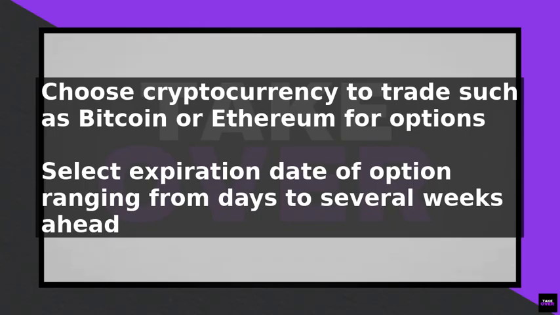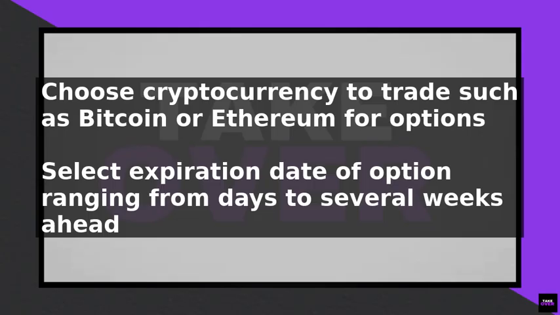Next, choose the cryptocurrency you want to trade, such as Bitcoin or Ethereum, and select the expiration date of the option. The expiration date is the last day you can exercise the option. You can choose from a variety of expiration dates, ranging from a few days to several weeks.